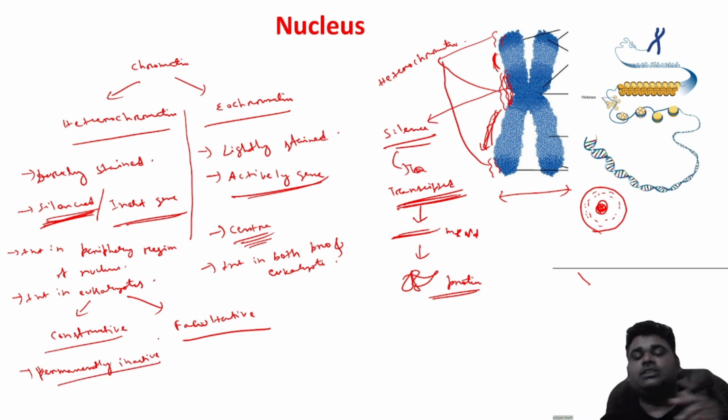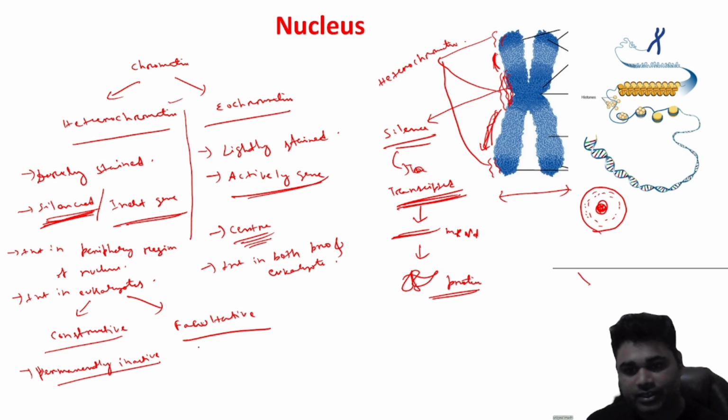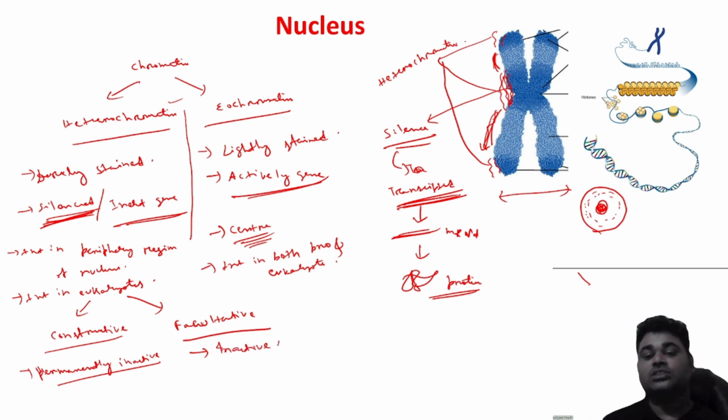That means the genes present in the constitutive heterochromatin are permanently inactive. That means transcription never occurs in this heterochromatin. But in the facultative heterochromatin, they are, for the maximum time, present in the inactive condition, but sometimes it transcribes.